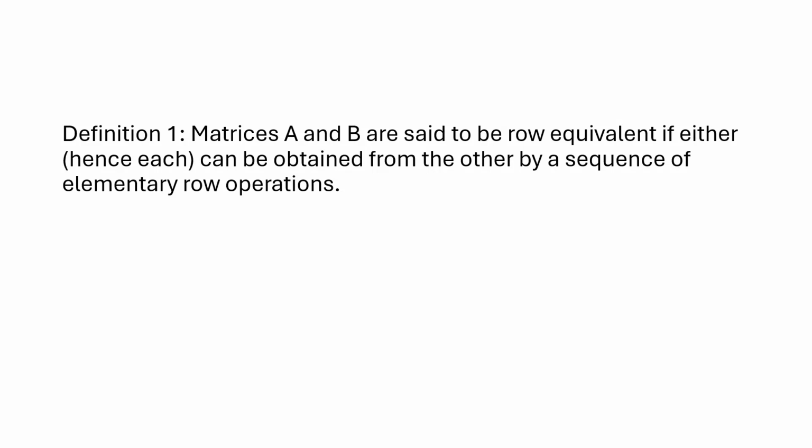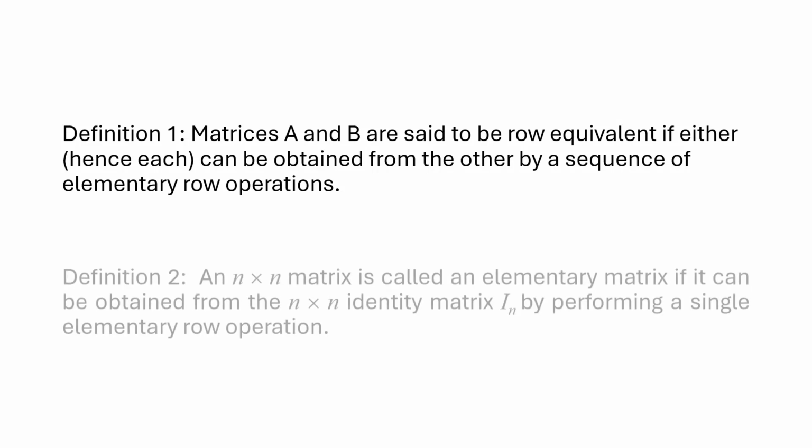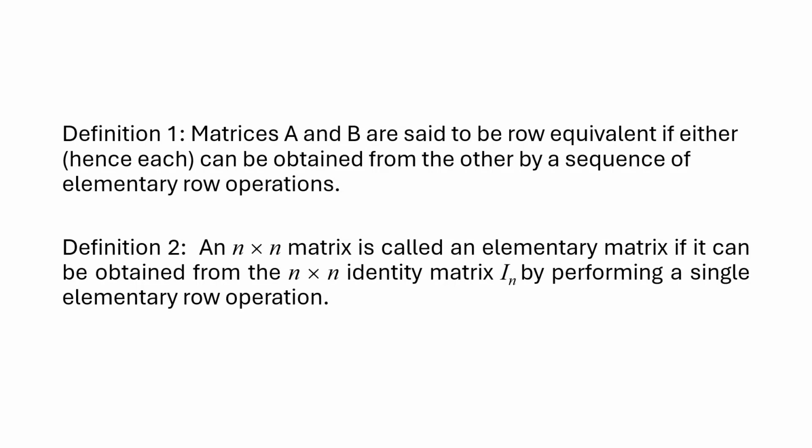Okay, now our next goal is to show how matrix multiplication can be used to carry out an elementary row operation. Now, in the second definition, we have an n by n matrix is called an elementary matrix if it can be obtained from the n by n identity matrix I sub n by performing a single elementary row operation.